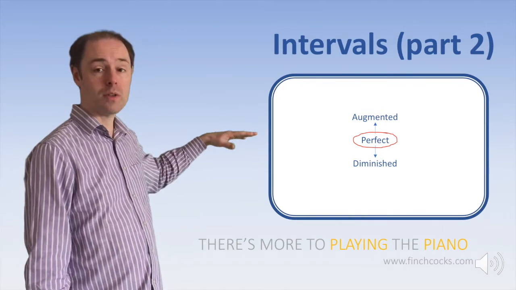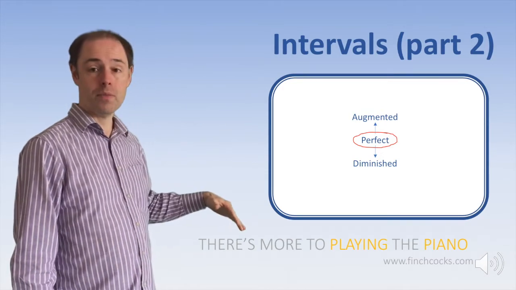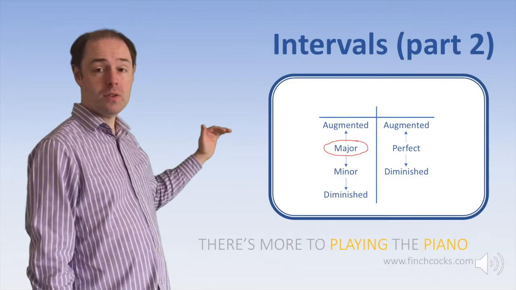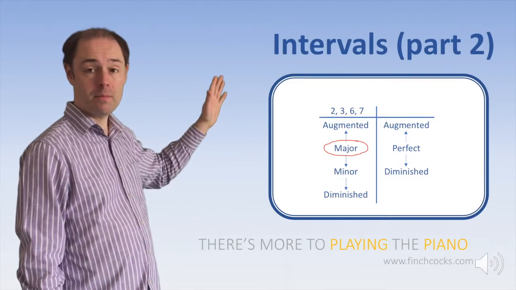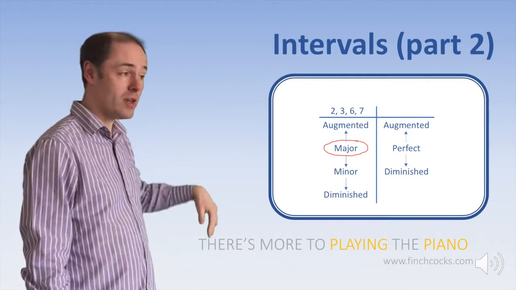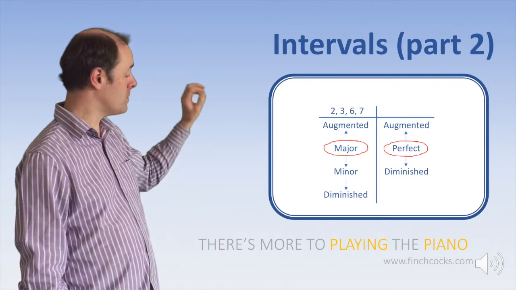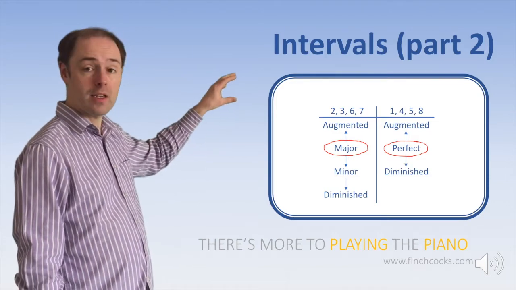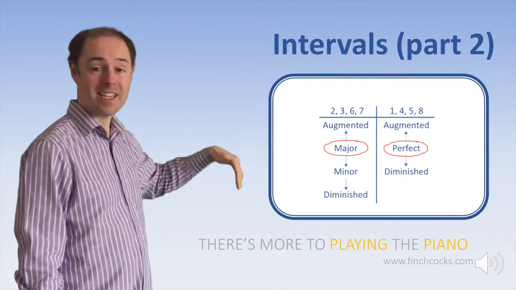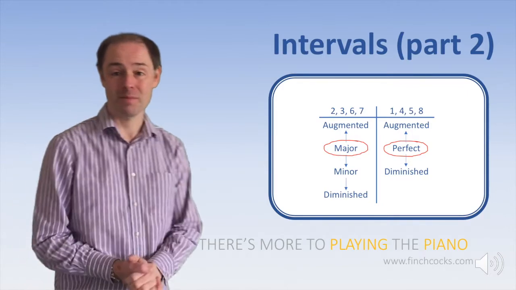So here's the chart for perfect intervals. Your perfect intervals can be stretched or shrunk. And here's the full table. Major intervals, which are 2, 3, 6 and 7, can be stretched or shrunk to minor or shrunk again. Perfect intervals, 1, 4, 5, 8, go up to augmented or straight down to diminished.